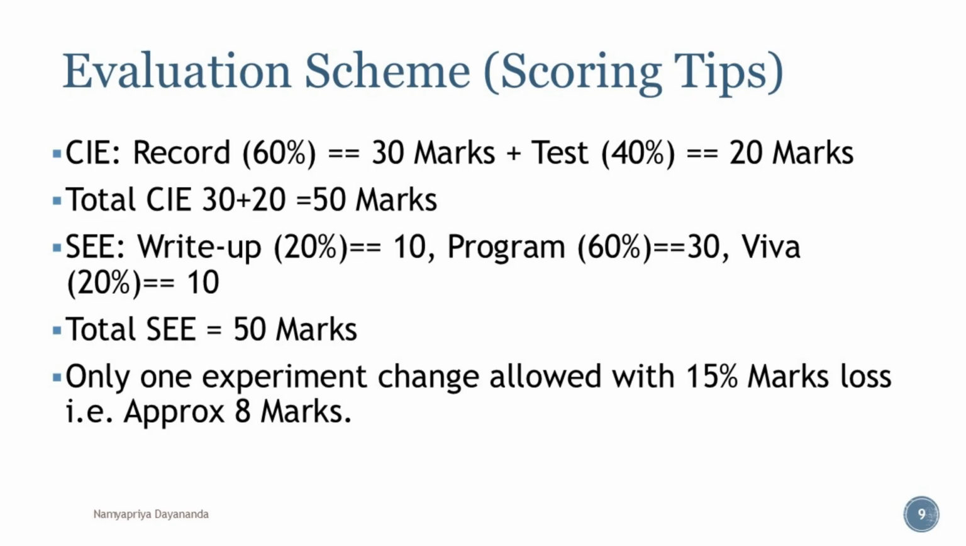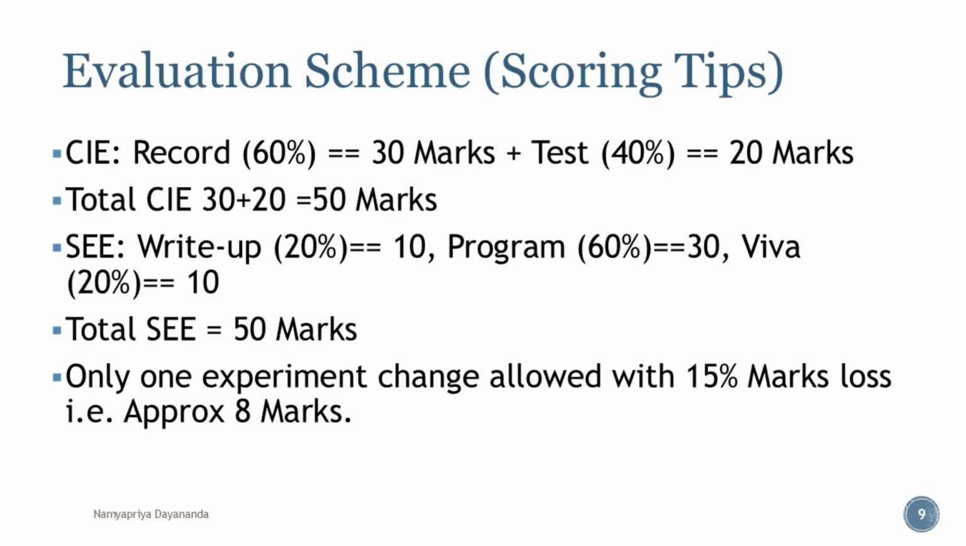Now I'll explain about lab exam and marks distribution for LaTeX. Continuous internal evaluation is for 50 marks, that is CIE is for 50 marks. Record carries 60%. A final test gives you 40% of it. Then each experiment carries 10 marks, Viva included in this. Then final exam SEE is for 50 marks.